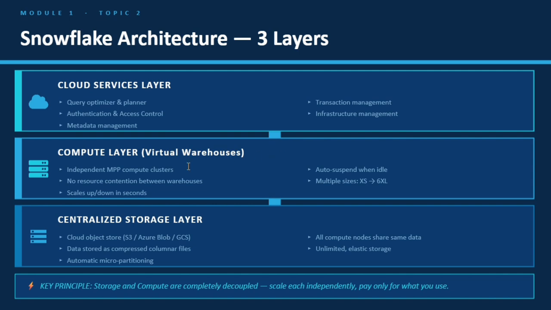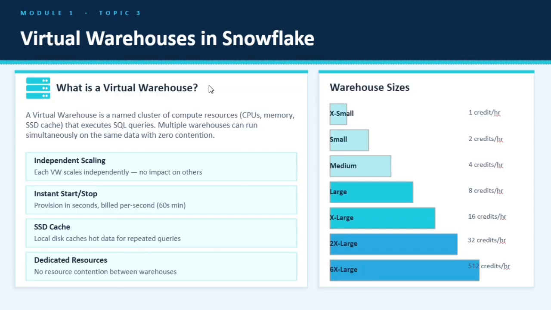The second layer is the compute layer, which is also called virtual warehouses. These are independent clusters of compute resources that actually execute your SQL queries, and multiple warehouses can run at the same time without interfering with each other. And the bottom layer is the storage layer, where all data lives in a compressed columnar format on cloud object storage like S3, Azure Blob, and Google Cloud Storage.